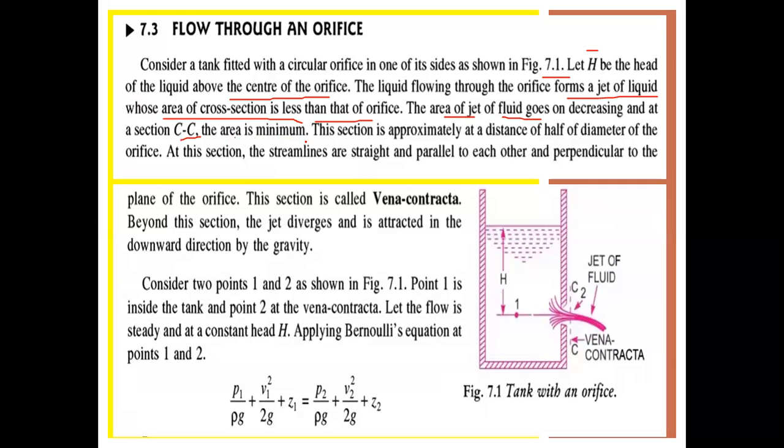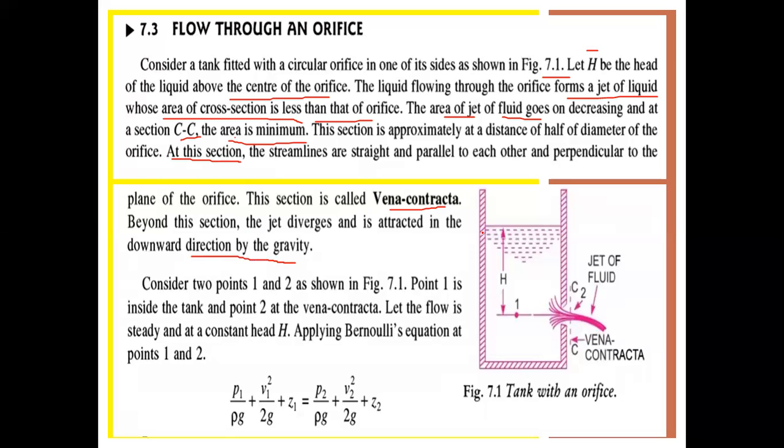Then the area is minimum. This section is approximately at a distance of half the diameter of the orifice. At this section, the streamlines are straight and parallel to each other and perpendicular to the plane of the orifice. This section is called vena contracta. Beyond this section, the jet diverges and is attracted in the downward direction by gravity.